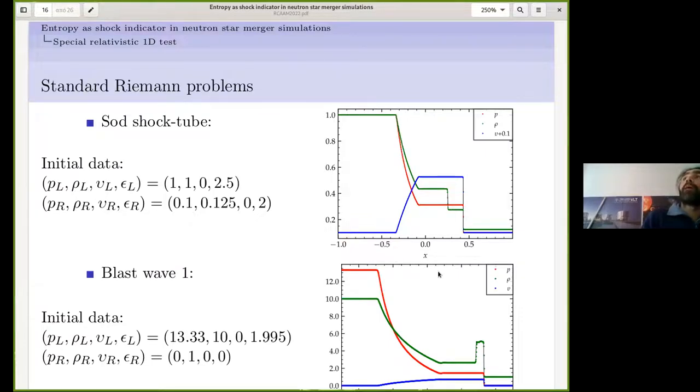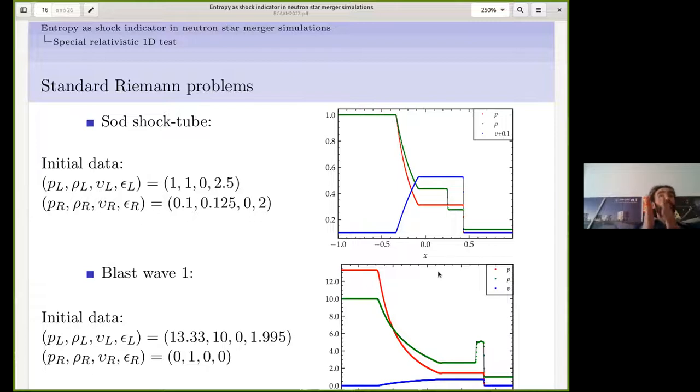Now we have somewhat more difficult simulations here. These are the so-called Riemann problems. In the Riemann problems, we don't start from smooth initial data as before, where we have a nice smooth bump that we evolve and then the shock develops. So we have a shock from the beginning.